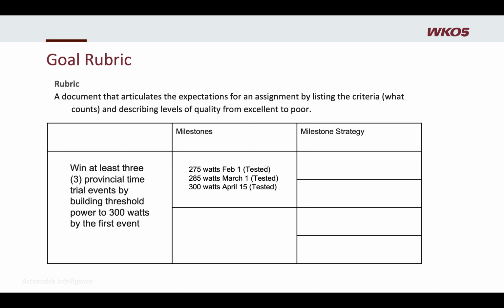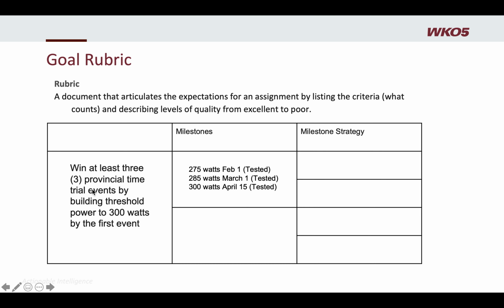What are the milestones going from 255 to 300? I know I said the goal or the target was 285, but I'm still going to drive for the goal. I just want the athlete not to be disappointed. If they go from 255 to 285, that's really good, but we're still going to drive for that bigger goal.